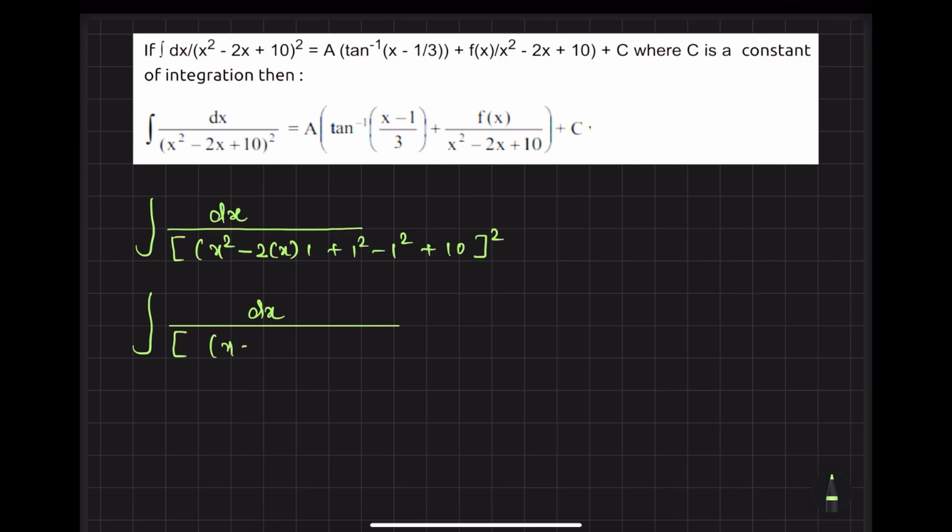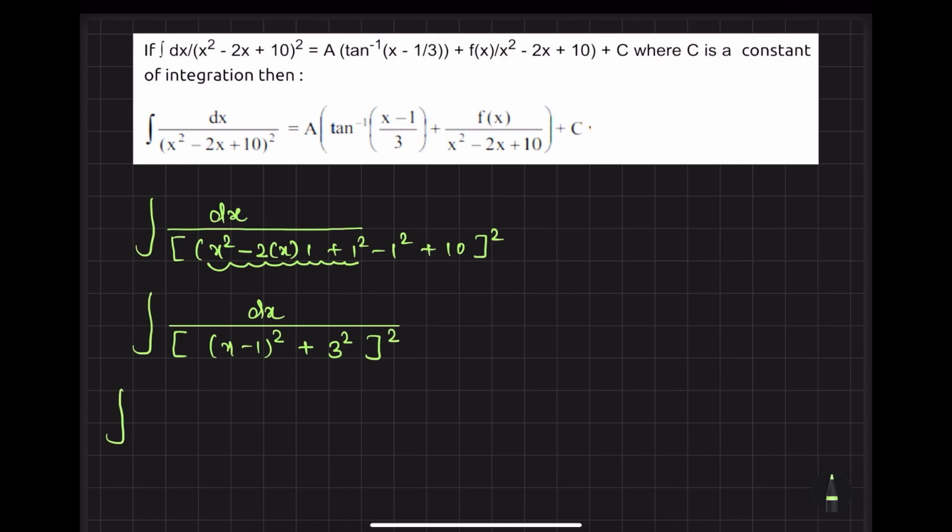So can I write x minus 1 whole square? This thing will become (x − 1)², and then we have 10 minus 1 becomes 9, and 9 is 3 square. Is that okay? So till this part I feel that you guys are comfortable. Now what I will do, I will take 3 square common. Okay, so look at this, what will happen.